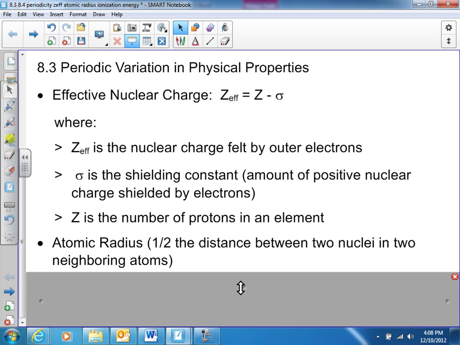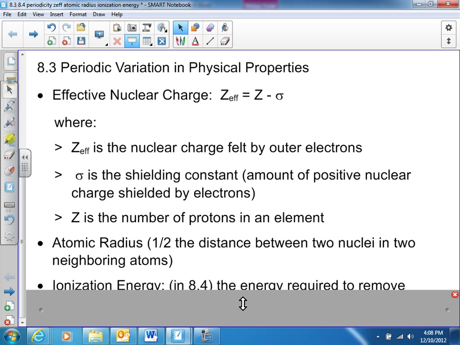The second thing we're going to look at that has a periodic variation is the atomic radius. Along a period of the periodic table, atomic radius decreases as you go across the periodic table, and it increases as you go down the periodic table. You don't need to write that down because we're going to have a whole section on that later on. Atomic radius is defined as half the distance between two nuclei in two neighboring atoms.